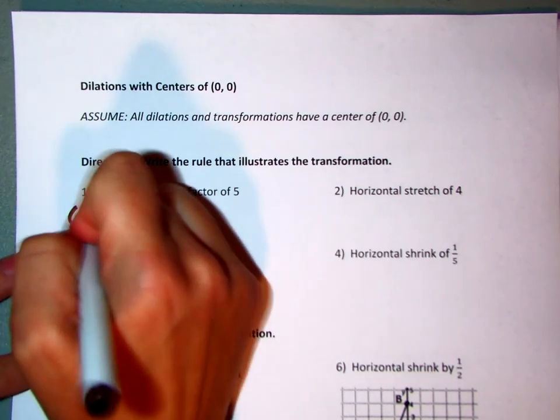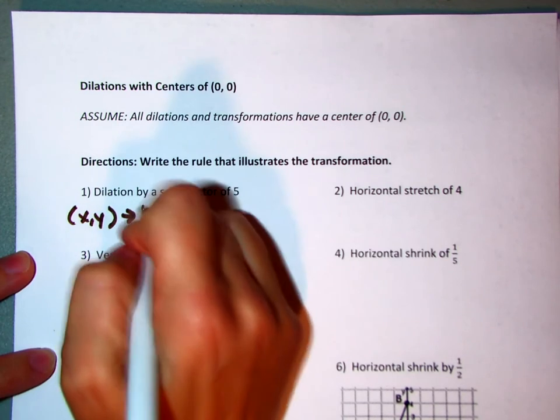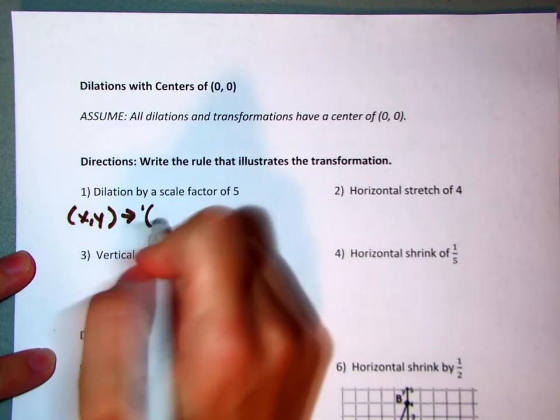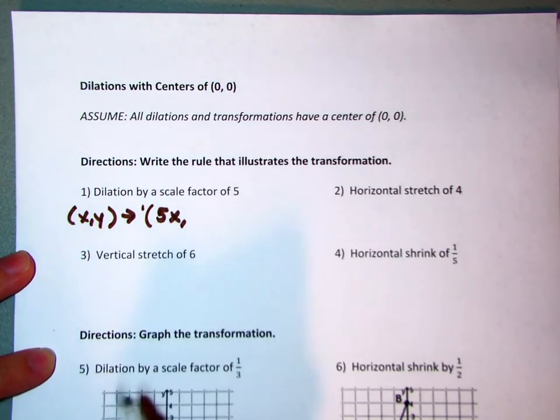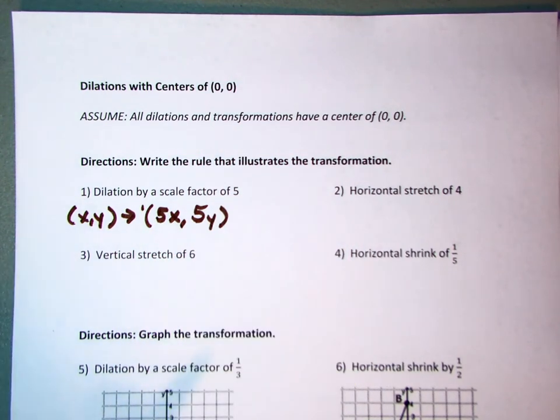When you have a dilation, your x and your y are both multiplied by that scale factor. So your new one here would be 5 times that x and 5 times that y to show the dilation. In number 2, we have a horizontal stretch of 4. Now horizontal stretches and shrinks, they're not dilations, they're different. To be a dilation, both the x and the y have to be multiplied by the same factor. So technically speaking, this is just an extension, but it is not a dilation.